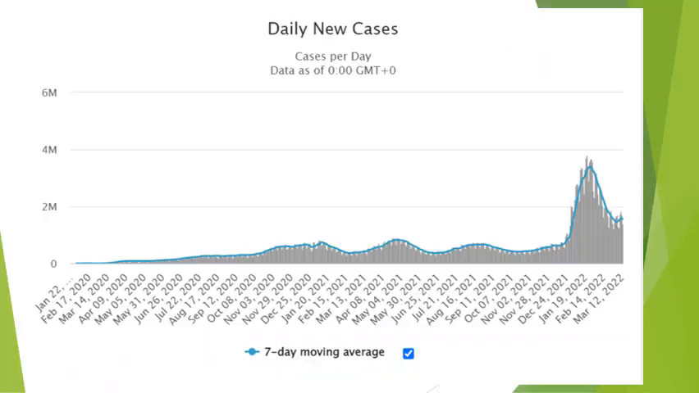This is the epidemic curve of the whole world, starting from January 2020 up to March 2022. And as you see, there have been waves and waves of COVID-19, and generally it is increasing in size across the world until it decreased by the end of 2022.